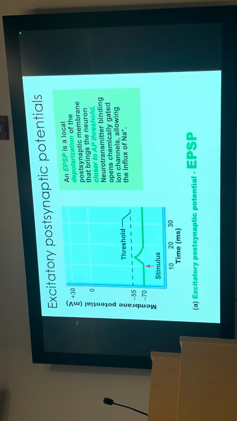Now we can see this threshold voltage here, and it's about negative 55 in most neurons. So if we can get a stimulus from negative 70 to bring us all the way to threshold, then we're going to fire an action potential on that postsynaptic neuron. So it's bringing us closer to threshold, depolarizing, excitatory. Put those words together in your head. Depolarizing, excitatory. Closer to threshold, yes.